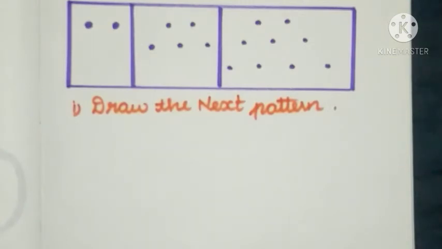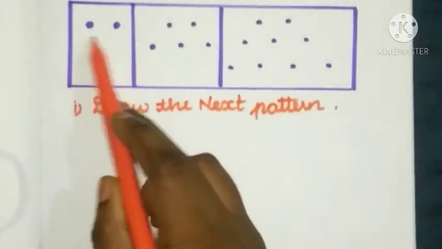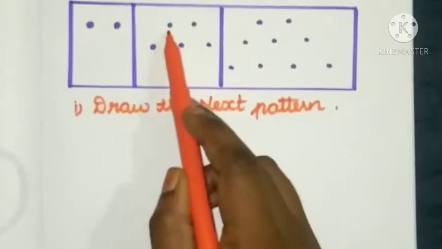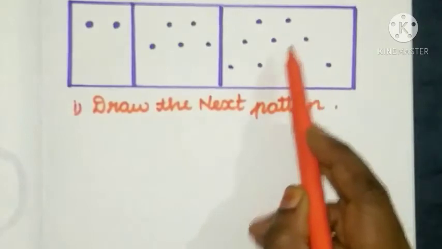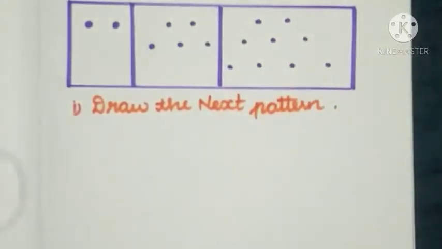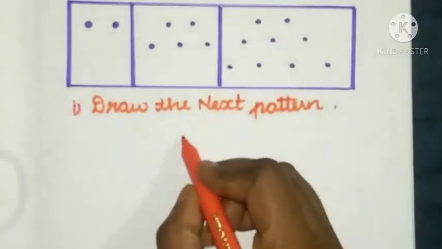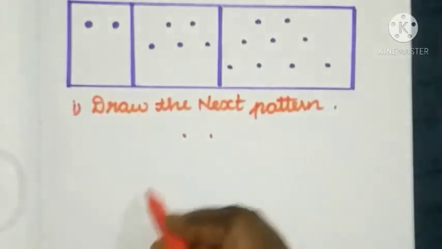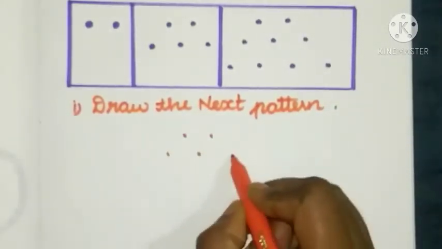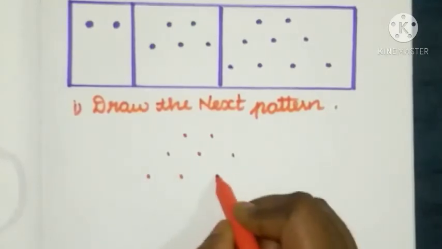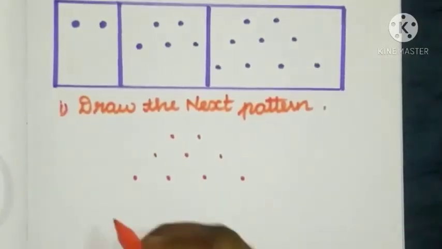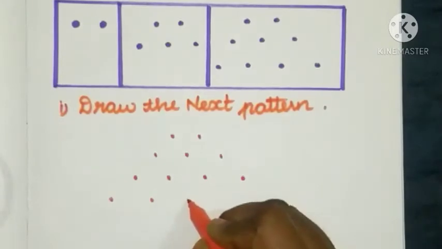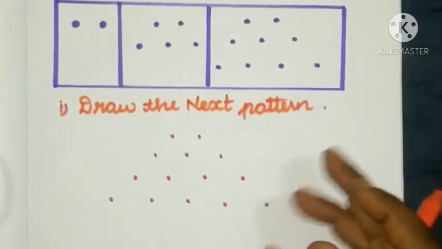Third sum. Now let's observe the pattern. In first we have only 2 dots. In second we have 2 plus 3. In third we have 2 plus 3 plus 4 dots. How you find the next pattern? Yes, first you have to put 2 dots first, then 3, then 4. Obviously the next pattern should be with 5 dots. 1, 2, 3, 4, 5.